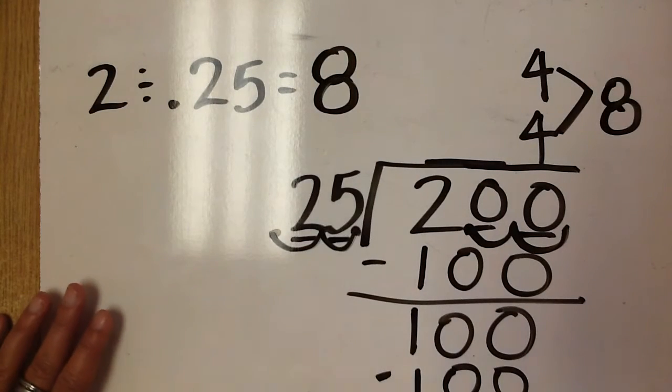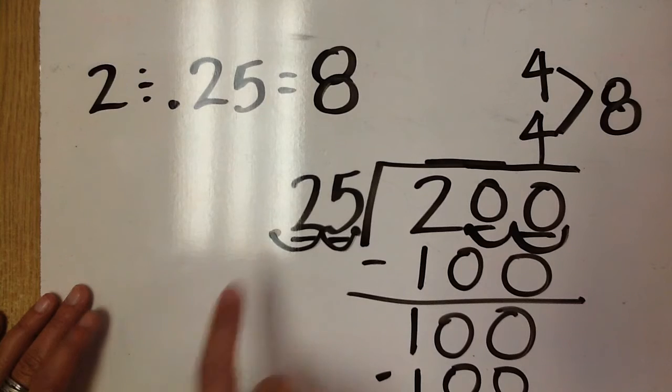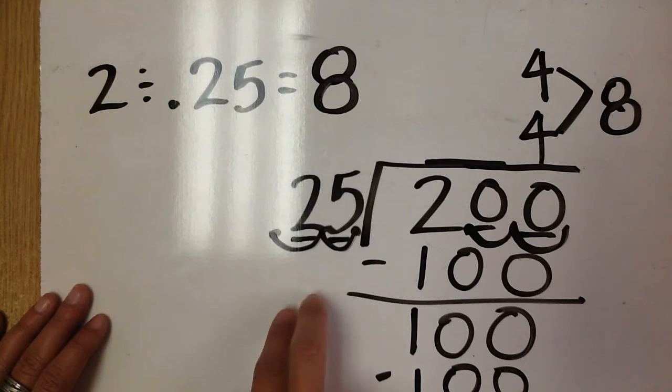So these are 2 examples of how you can use the standard algorithm to divide a whole number by a decimal. And again, remember, the divisor, the number you're dividing by, always has to be a whole number, and we use powers of 10 to then increase that value.